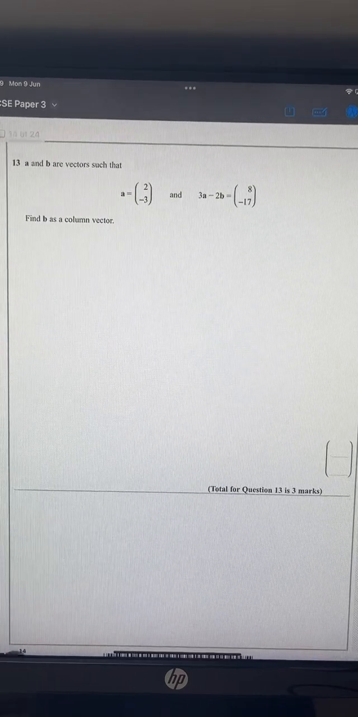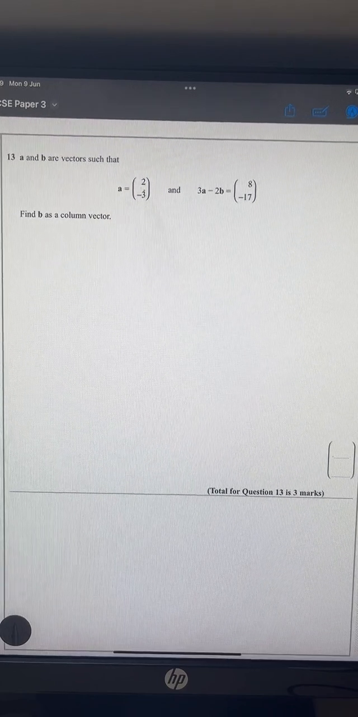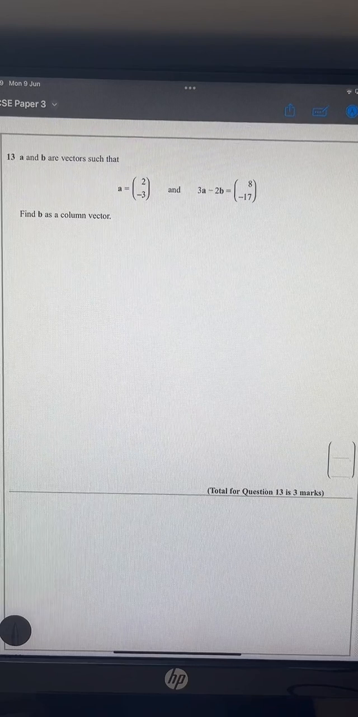All right, vectors questions. I've heard that vectors could come up in the GCSE paper 3, so this is not too bad of a question to get. Pray you get something like this. No worries, young Joe. All right, so a and b are vectors such that a is this and 3a minus 2b is that. Work out b.